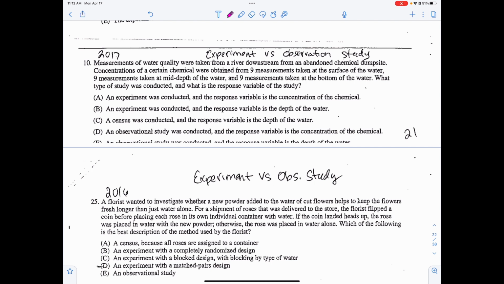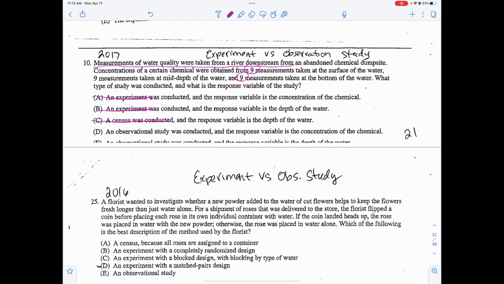What type of study was conducted and what response variable? So the first thing we're going to do is see, is this an experiment or is it an observational study? It says measurements were taken. Now, I didn't manipulate anything. So when I keep reading, it says concentrations were taken, 9 measurements here, 9 measurements here. So immediately I know it's definitely not an experiment.